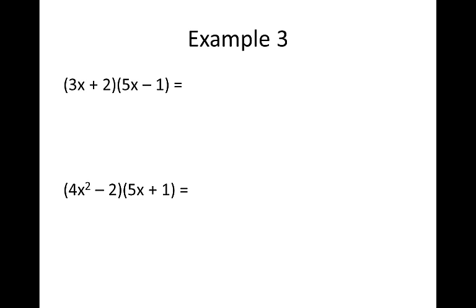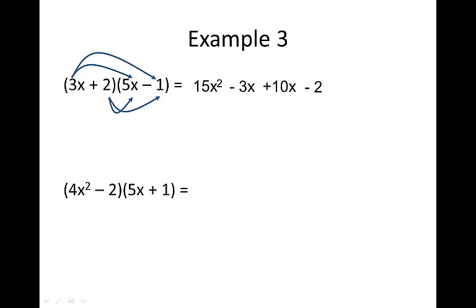Okay, multiplying any two polynomials. So 3x plus 2 times 5x minus 1. So the general rule here is make sure that every term from the first expression gets multiplied to every term in the second expression. So it's 3x times 5x, gives you 15x squared, and then 3x times the negative 1, negative 3x. 2 times 5x is plus 10x, and then 2 times negative 1 would be negative 2.